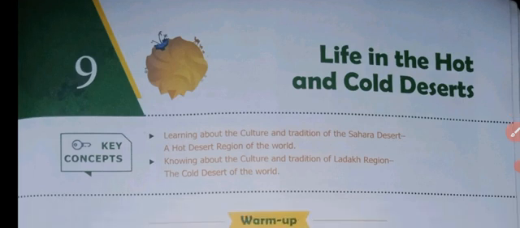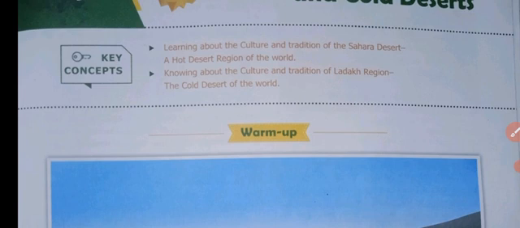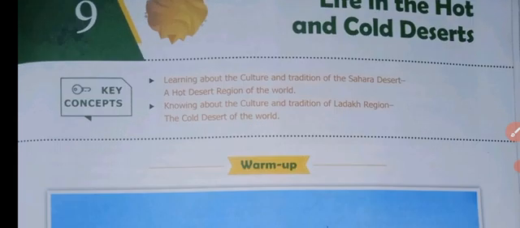In this video I am going to tell you about chapter 9 of class 7, that is geography. And the chapter is life in hot and cold desert. Here we are going to study about two types of desert, first the hot desert, which is the Sahara desert, and the cold desert, that is in our own country, the Ladakh desert.